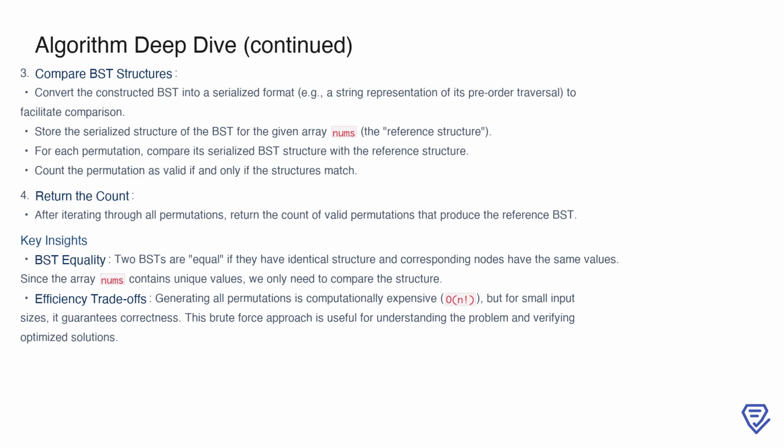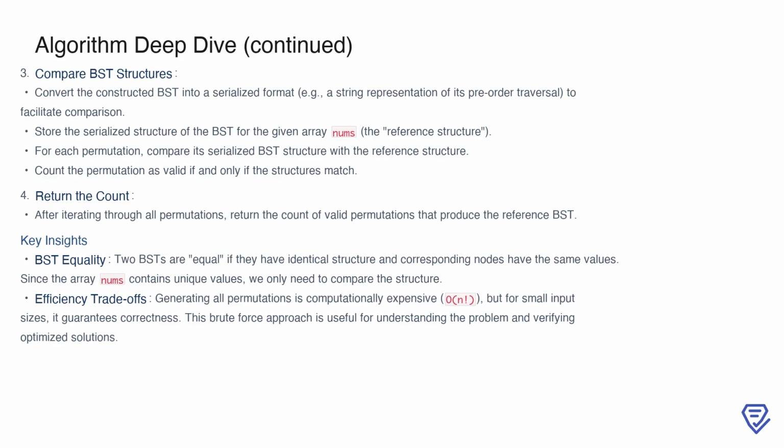This conversion makes it easier to compare the structure of trees. We first serialize the BST created from the original array nums to establish the reference structure. Then, for each permutation, we serialize its resulting BST and compare it to the reference. If the serialized structures match, that permutation is considered valid because it produces the same BST as the reference. Finally, we count all valid permutations and return this count.